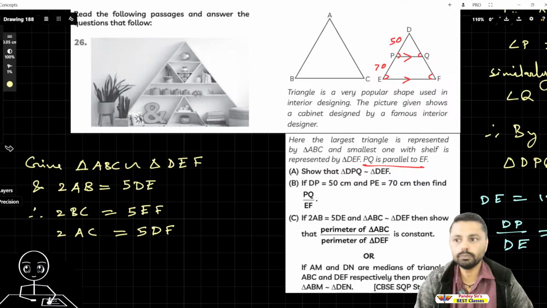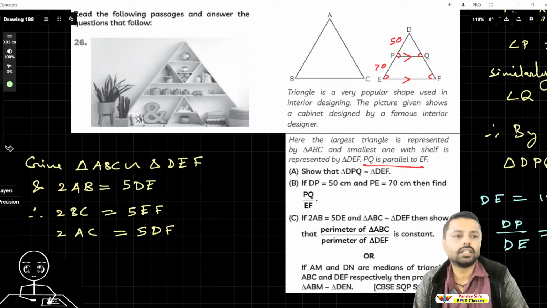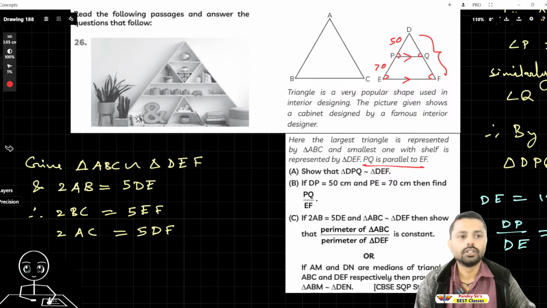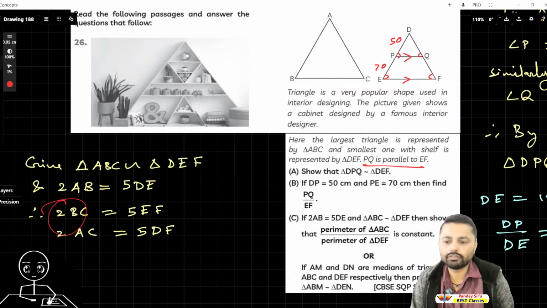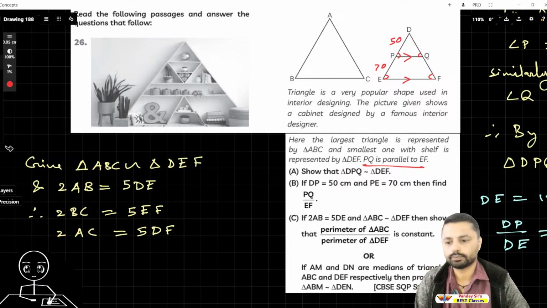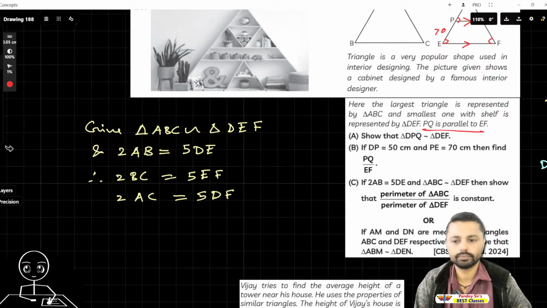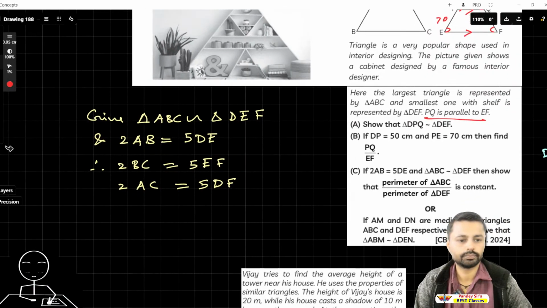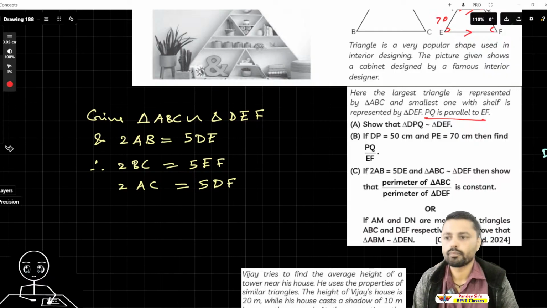What do you mean by same ratio? Let's say, as an example, if this whole thing is 4, and let's say this whole thing is 8. So what is their ratio? 1 by 2. And if this is 6, then this will be 12. Same ratio, 1 by 2. And here the ratio is given as 2 by 5. We are going to use that ratio. There is a few more methods, but let's just do this way.